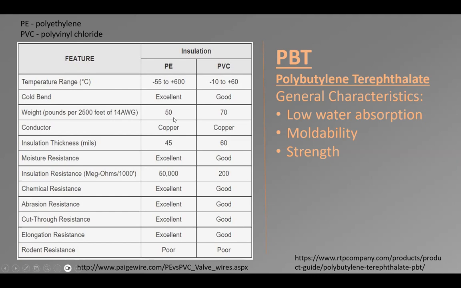All right. So looks like according to this chart here, let's say what's the temperature range between PVC and PE? Well, PE can handle from minus 55 to 600 Celsius, right? PVC from minus 10 to plus 60. Well, this one wins. All right. Can it be bent while it's cold? Well, it's bendable excellently, and this one is just bendable goodly. All right.